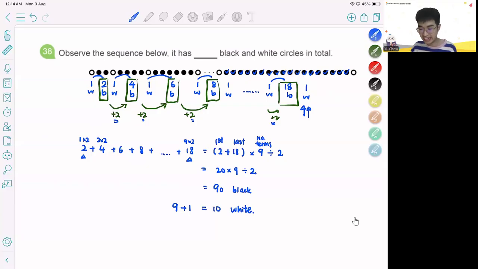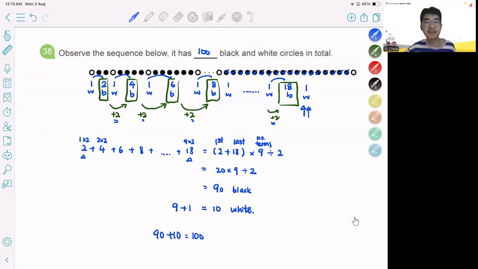Now, another way to understand it is to treat your black circles as the intervals between your white balls. Treat your white balls as your objects. Then between the white balls, there's a gap. We call that the interval. So you actually have 9 groups of black circles, that's 9 intervals. So you consider the objects being the white circles. There are actually 9 plus 1 equals 10 white circles. All right, so altogether, 90 plus 10 is equal to 100 black and white circles in total.